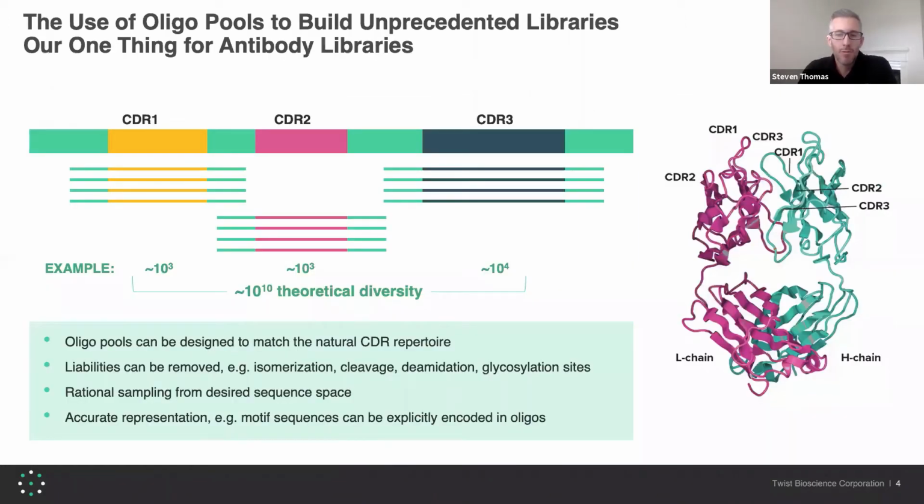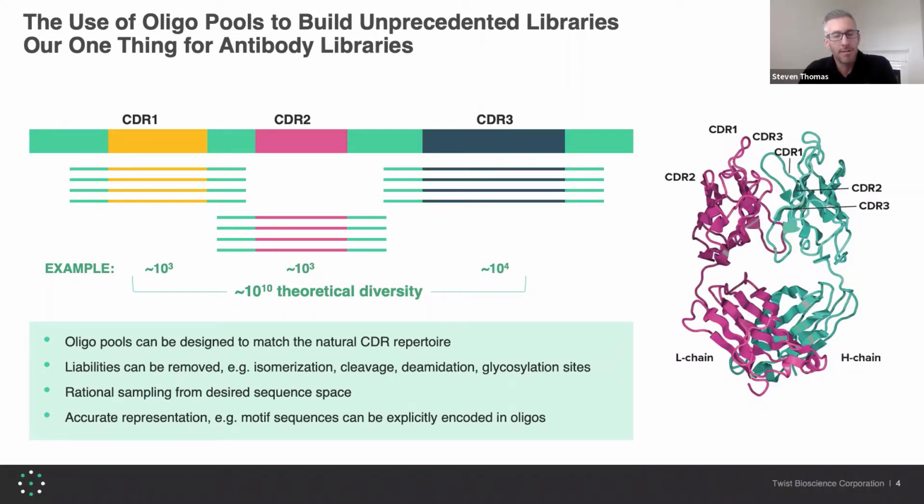So using oligo pools to encode for and make DNA libraries is a game-changing technique for making these libraries. These oligo pools can be designed to match the natural CDR repertoire. So instead of trying to mimic or best match the design that you're trying to screen against, we can develop libraries that exactly match the repertoire that you're wanting to interrogate. As I alluded to in the previous slide, we can completely remove all developability liabilities.